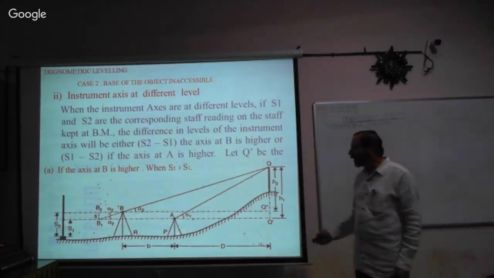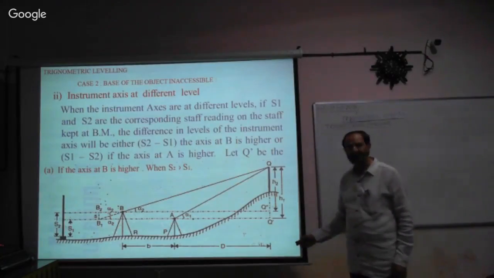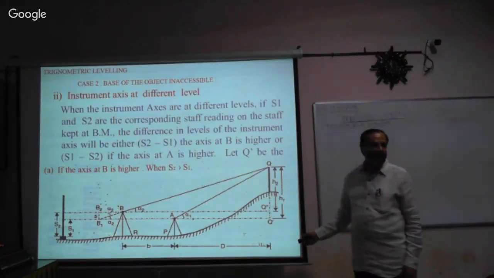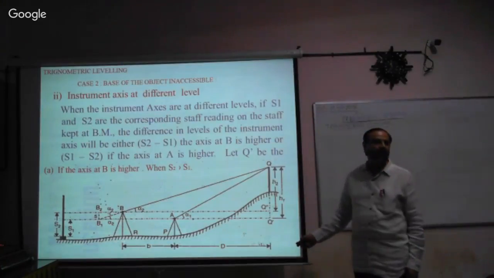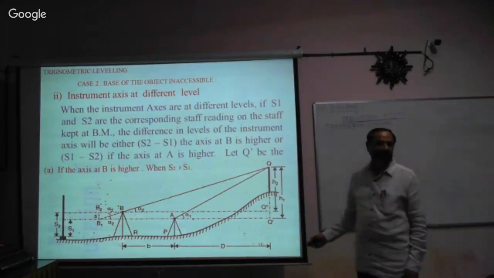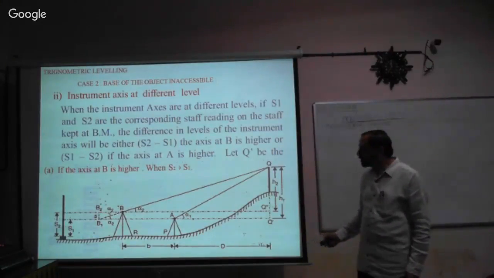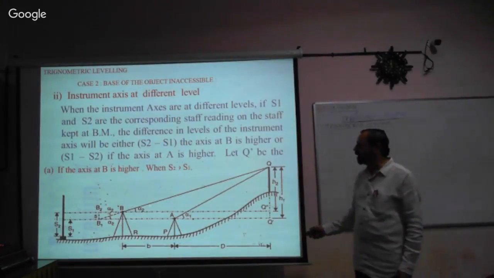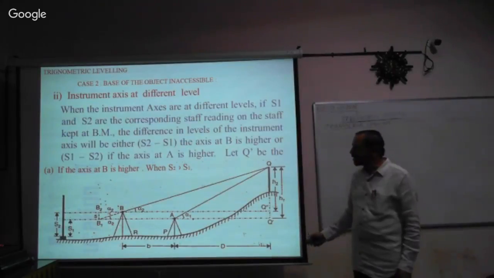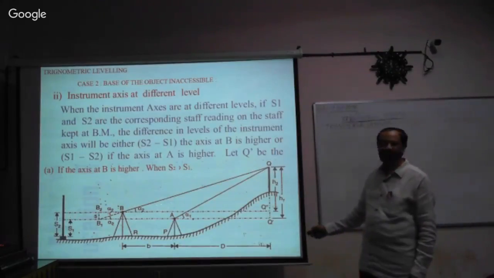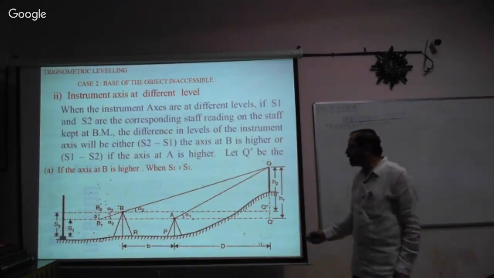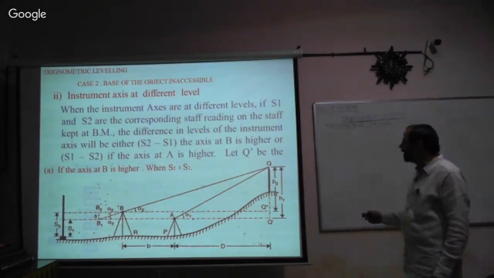Then what should we do next? Shift the instrument to the second station, at a known distance, that is at the distance B. Then repeat the procedure: take a backsight on the benchmark, that is stop reading S2, and then measure the vertical angle. After doing this, let us consider this triangle.